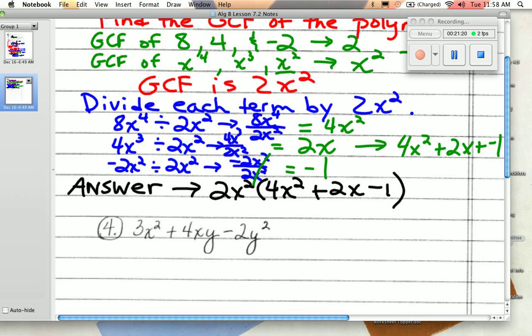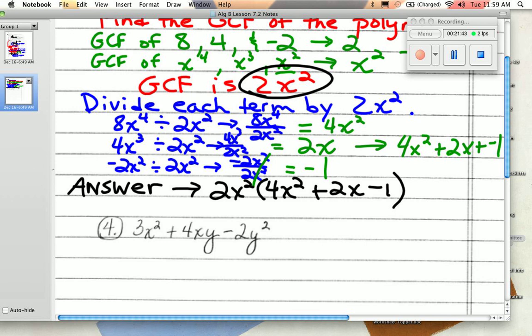You might want to, after you do that, circle that up there and say, don't forget me. Don't forget me in the answer, because I'm part of the answer. And then the other part of the answer is the result after you do the dividing. That's the other factor. I get it now. Okay? So there's our answer for that one.